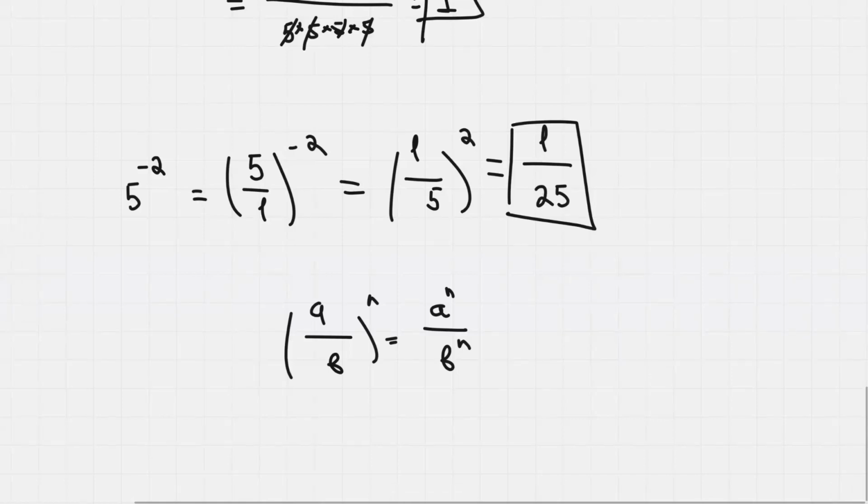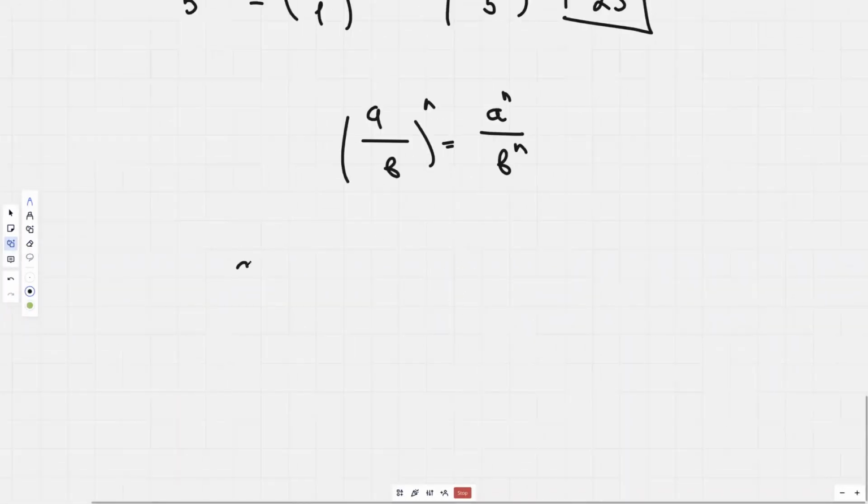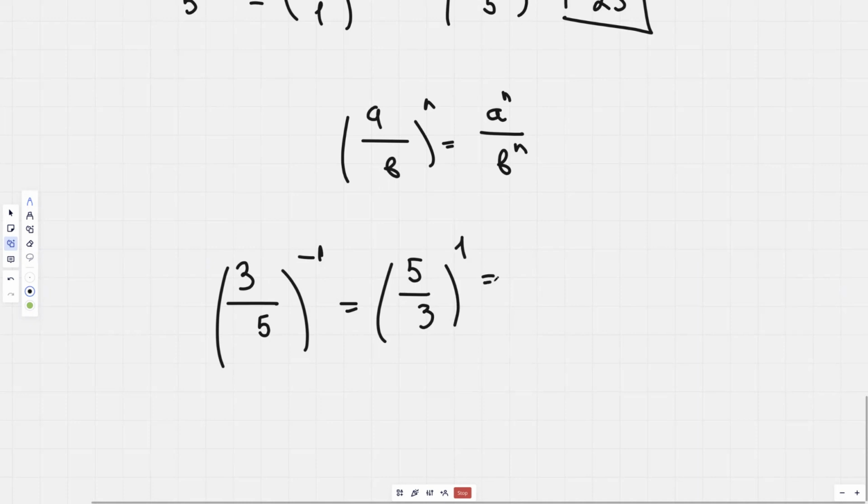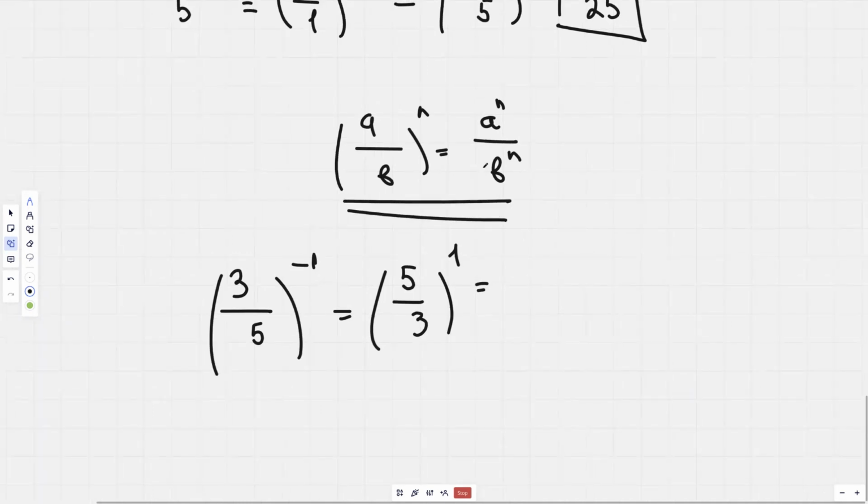So let's say 3 over 5 to the power of -1. The negative sign will change the position of it, 5 over 3 to the power of 1, and from that rule, 5 to the power of 1 and 3 to the power of 1 are just equal to themselves, and the answer will be 5 over 3, and we will write it as a mixed number. So 1 and 2 over 3.